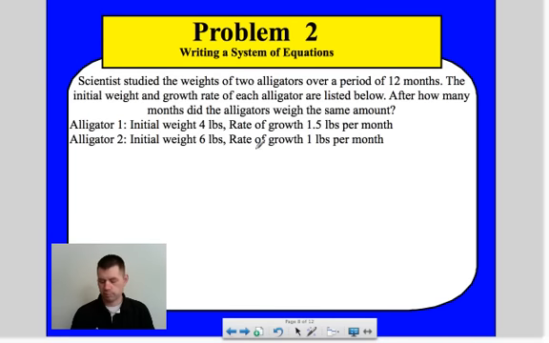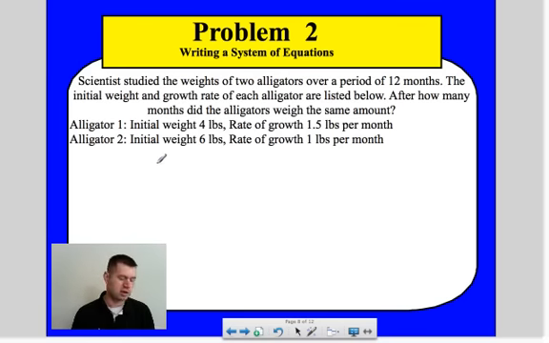Okay. So let's look at problem number 2. Problem number 2 is a story problem. Scientists study the weights of 2 alligators over a period of 12 months. The initial weight and growth rate of each alligator is listed below. After how many months did the alligators weigh the same amount? This information is also on page 361, but I went ahead and provided it for you.